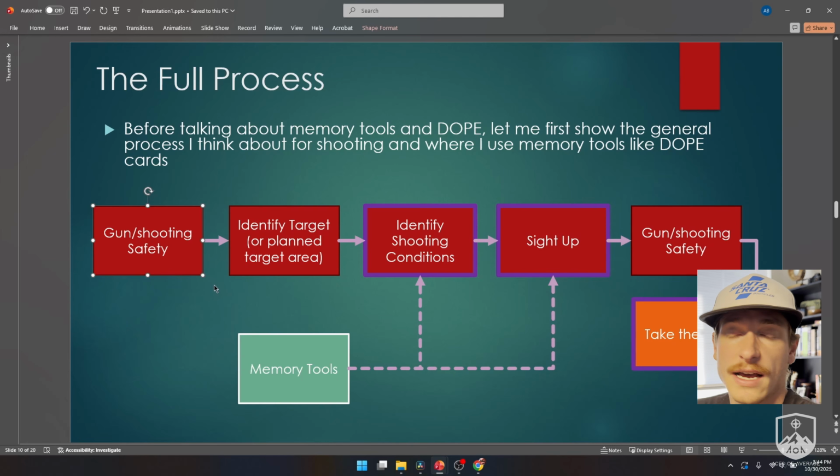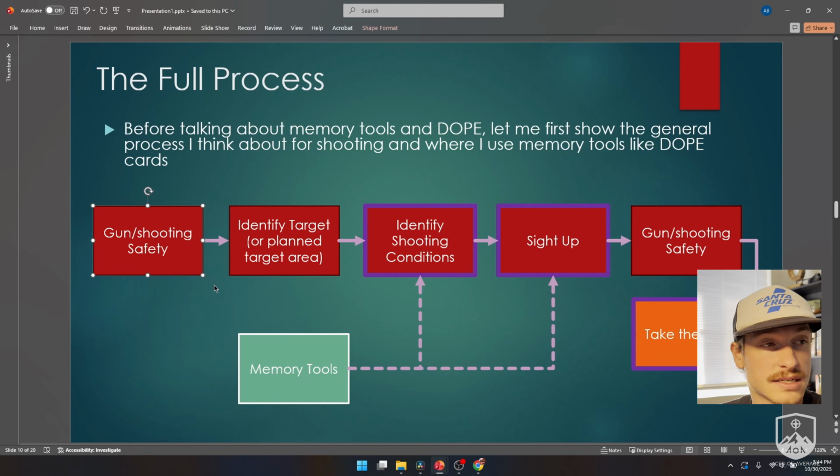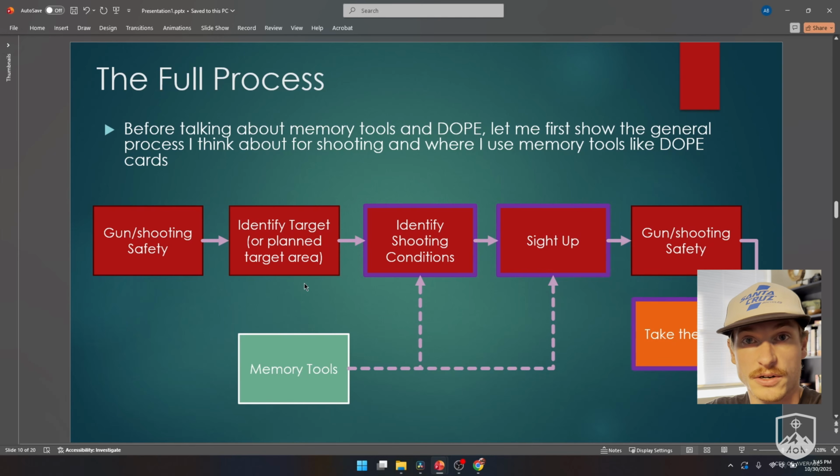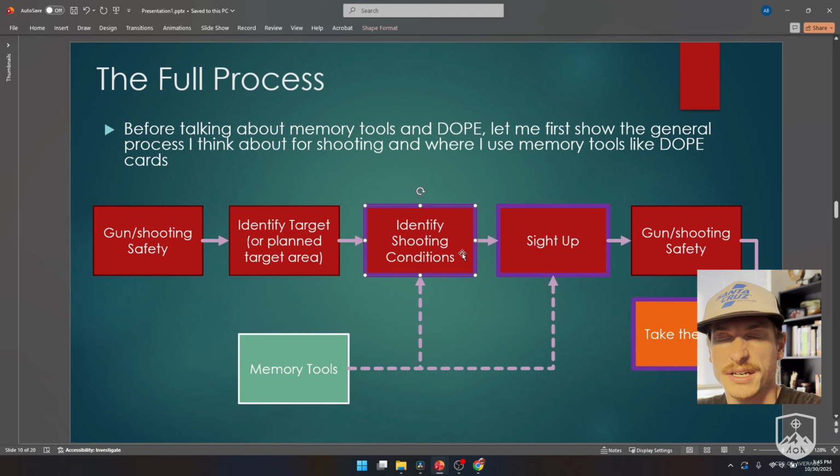Before I can even look down my scope to look at a target or look at an area I might be shooting at, I need to understand, is it safe for me to do that? If I'm pointing a rifle somewhere, I need to make sure it's safe to do so. Next, I'm going to identify a target or the planned target area. Maybe you're hunting and you're going to take a shot if elk or deer walk down into a certain area. Once you know that, you can identify your shooting conditions. And we already talked about how identifying shooting conditions includes range and environmental conditions.